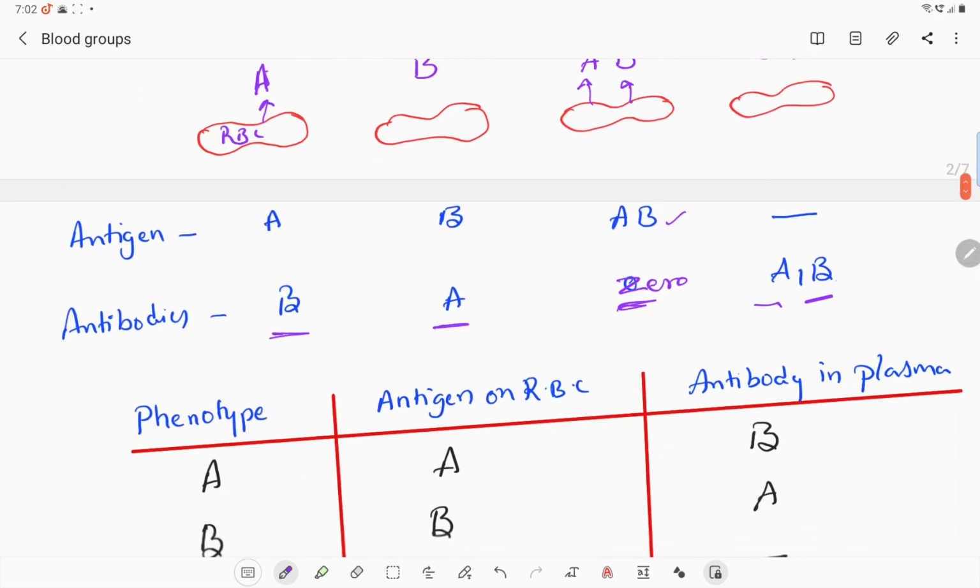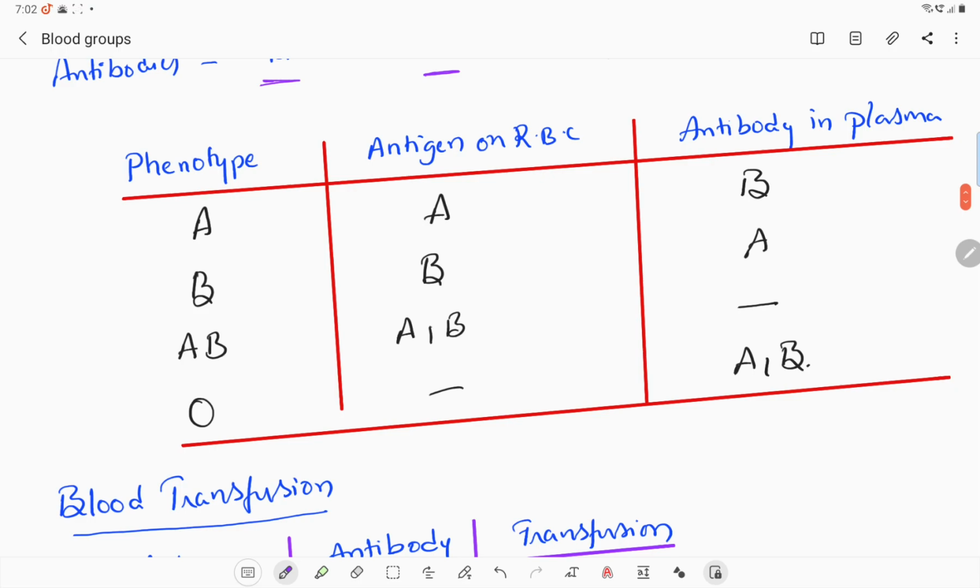Now, let us see the tabular form: phenotype, antigen on RBC, antibody in plasma. If the phenotype is A, that means the blood group is A. The antigen present on the surface of RBC is A, and the antibody present in plasma is B. Similarly, blood group B: antigen on RBC is B, antibody in plasma is A. For AB, antigens on RBC are A and B, but antibodies are absent in the plasma. For O, antigens on the RBC are absent, but antibodies in plasma are A and B.